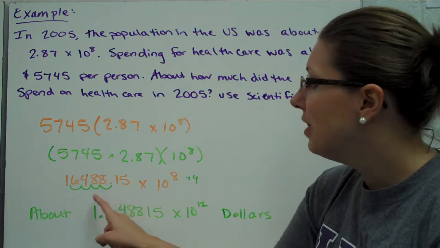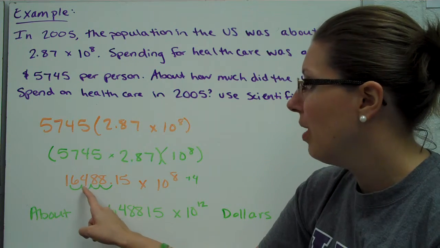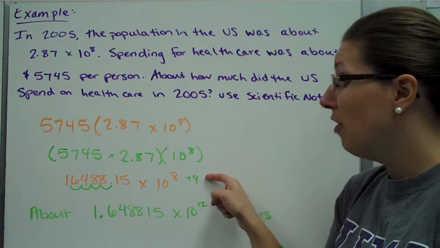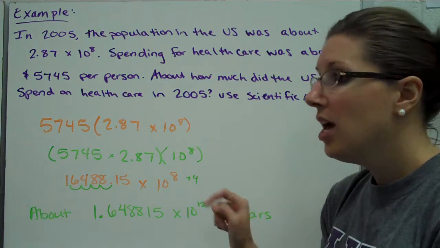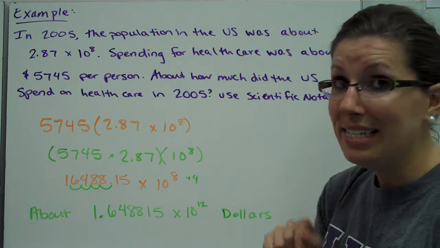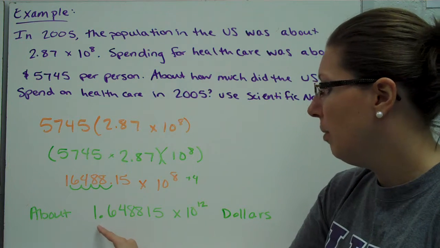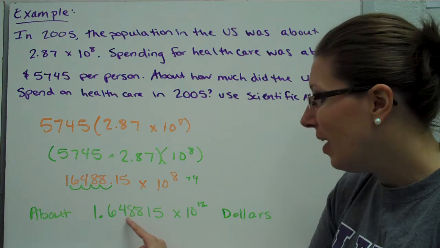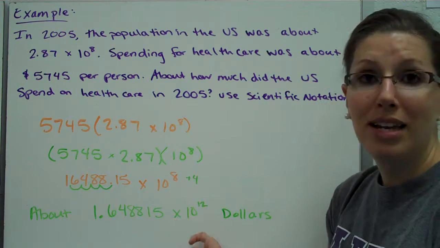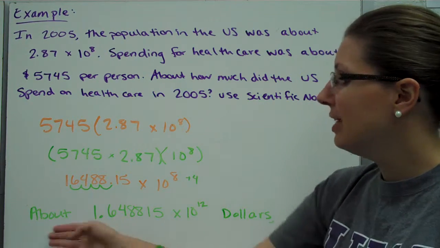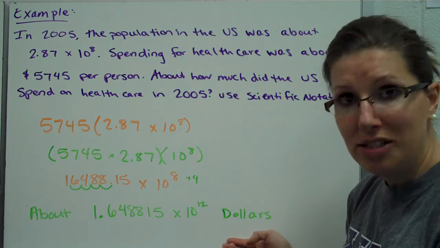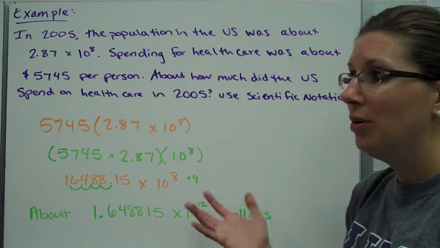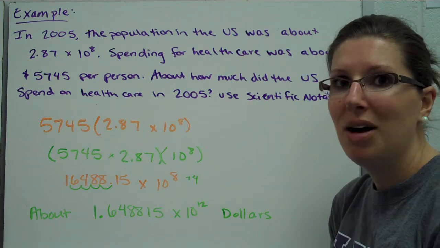So I've got to move this decimal 1, 2, 3, 4 places to the left, which means I add 4 to my exponent. My new answer that is in scientific notation is 1.64885 times 10 to the 12th power. So this is about how many dollars the U.S. spent on healthcare in 2005. All right, hope you followed closely along with what we did.